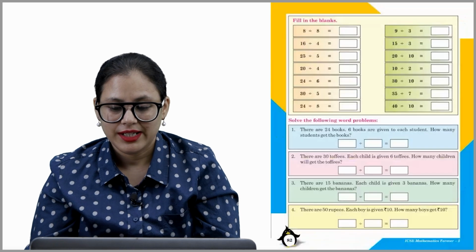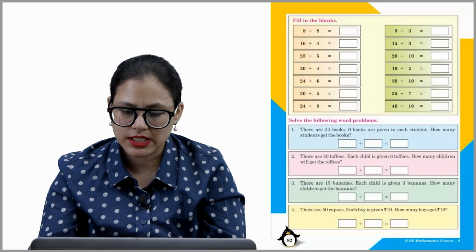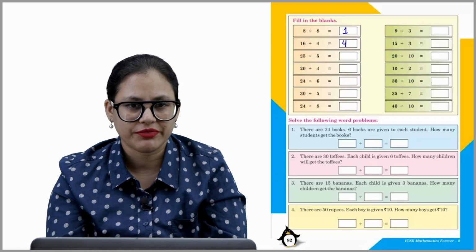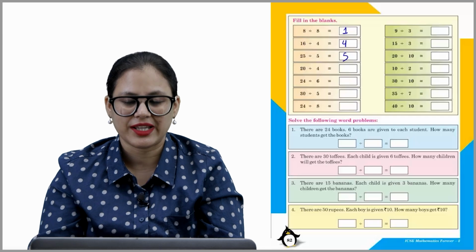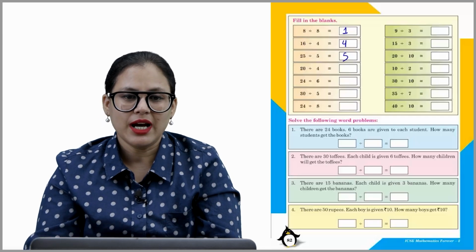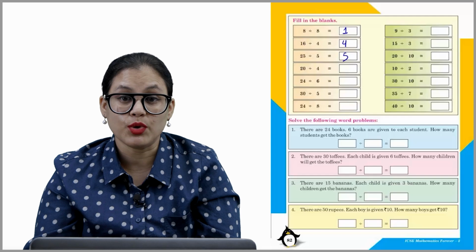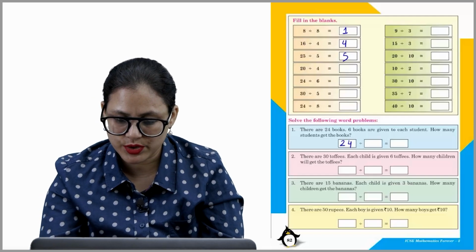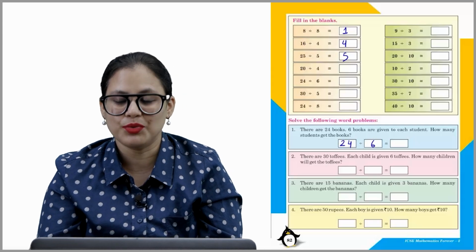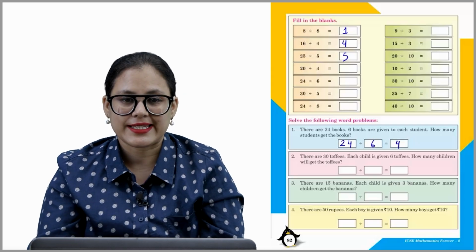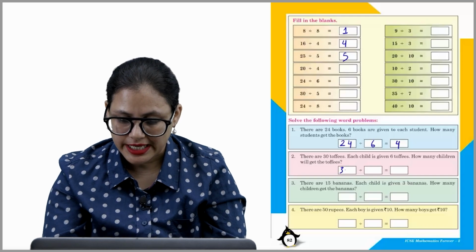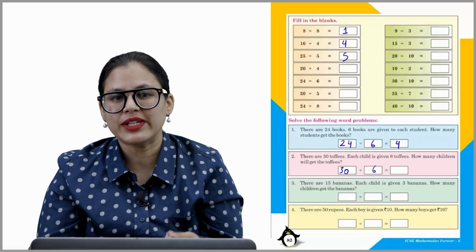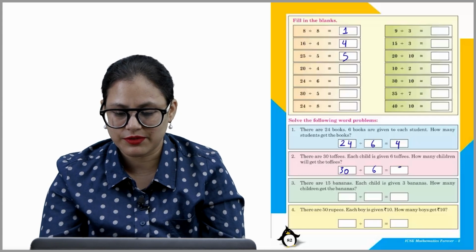Okay. Now, fill in the blanks. 8 divided by 8 is what? 1. 16 divided by 4 is 4. 25 divided by 5 is 5. Okay. Now, solve the following word problems. There are 24 books. 6 books are given to each student. Total books 24 and 6 books are given to each student. How many students get the books? 4. Okay. Next, there are 30 toffees. Total 30 toffees. Each child is given 6 toffee. How many children will get the toffees? 30 divided by 6 is 5. Okay.